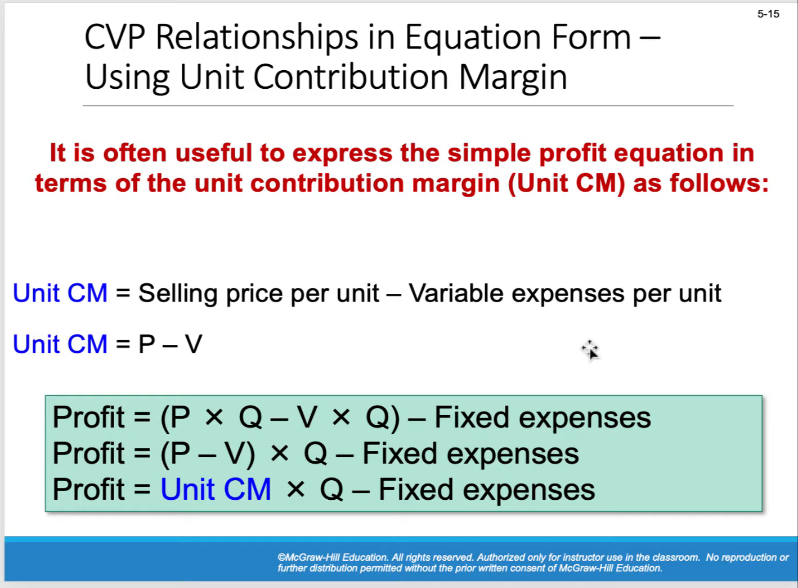Very important to recognize that, again, that unit CM, or that unit contribution margin, can be our jumping off point, right? So we can refine that equation even further to express the profit equation or the contribution formatted income statement equation, and use that unit CM and multiply it by the quantity and subtract out those fixed expenses so we can figure out what our net operating income is, okay?